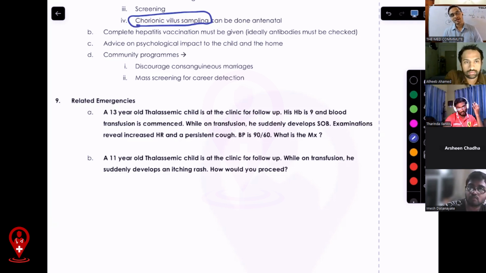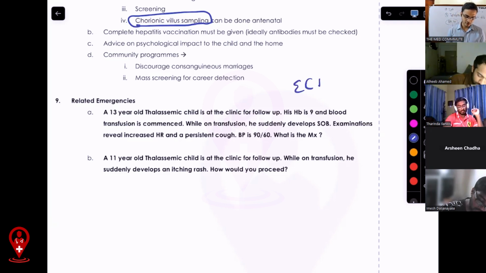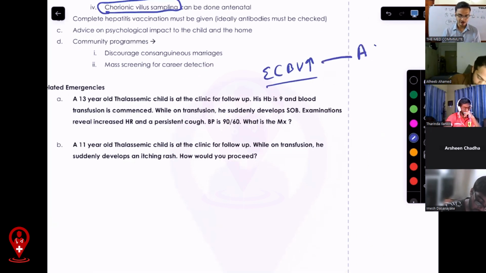Yes, guys, true, it's shock, but this is acute heart failure. When we are giving blood, this is a known side effect of blood transfusions. What is happening when you are giving blood transfusions, especially if it is too rapid? The child can go into sudden volume overload. The ECBV, effective circulating blood volume, increases. Therefore, the child goes into fluid overload, and that results in acute heart failure, congestive heart failure, right?